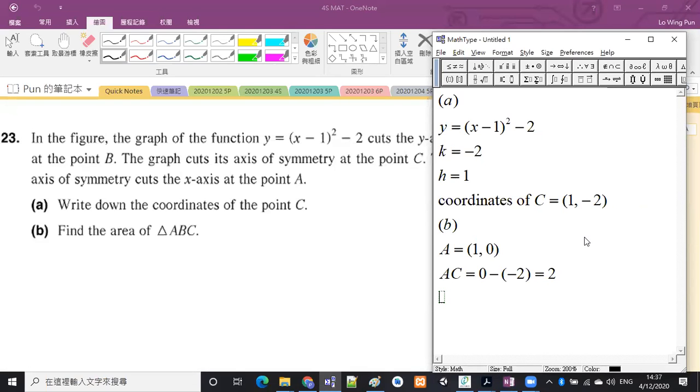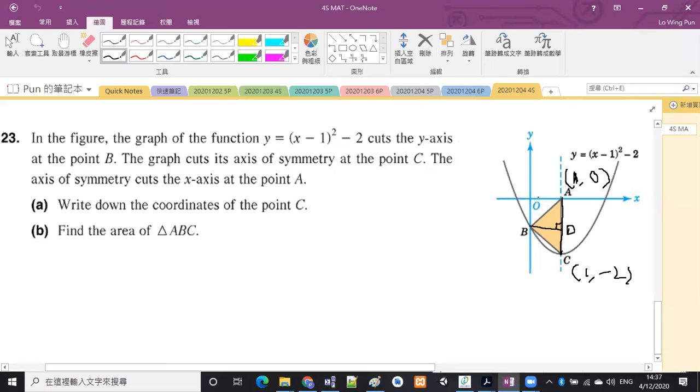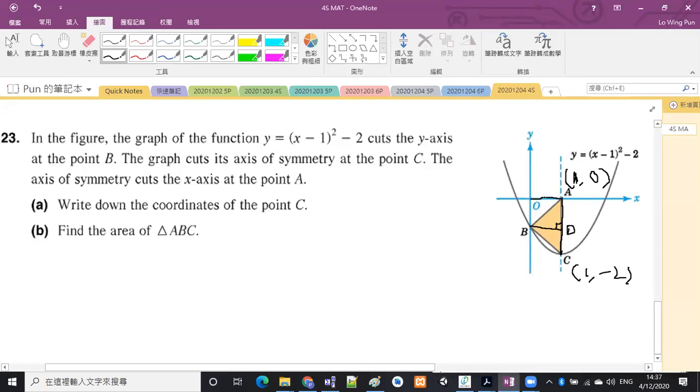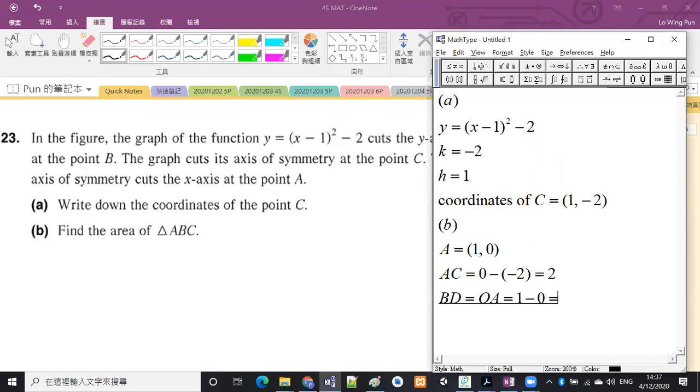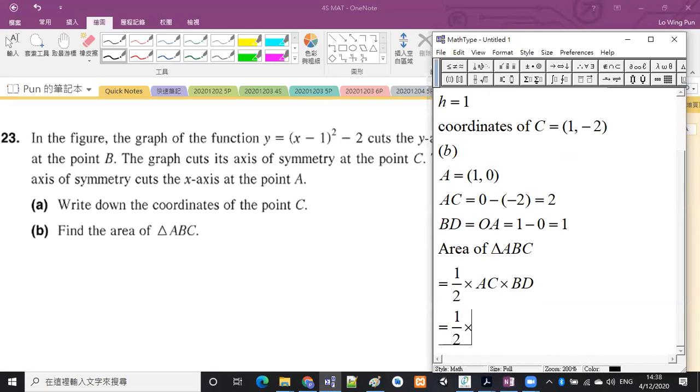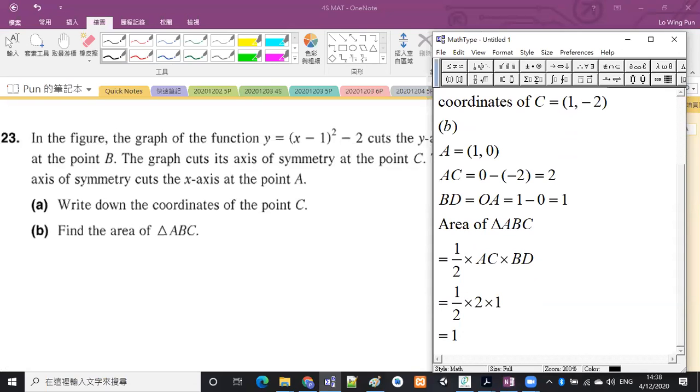OK，BD 嘅長度，the height is BD. But the length of BD should be exactly the same as the length of OA. Can you see this? OA. And OA will be just 1 minus 0 because the coordinates of O is 0, 0. Okay, 1 minus 0. That is equal to 1. Okay, so the area of triangle ABC is equal to half times base, that is AC, times the height BD. So that is 1/2 times 2 times 1. That is equal to 1.